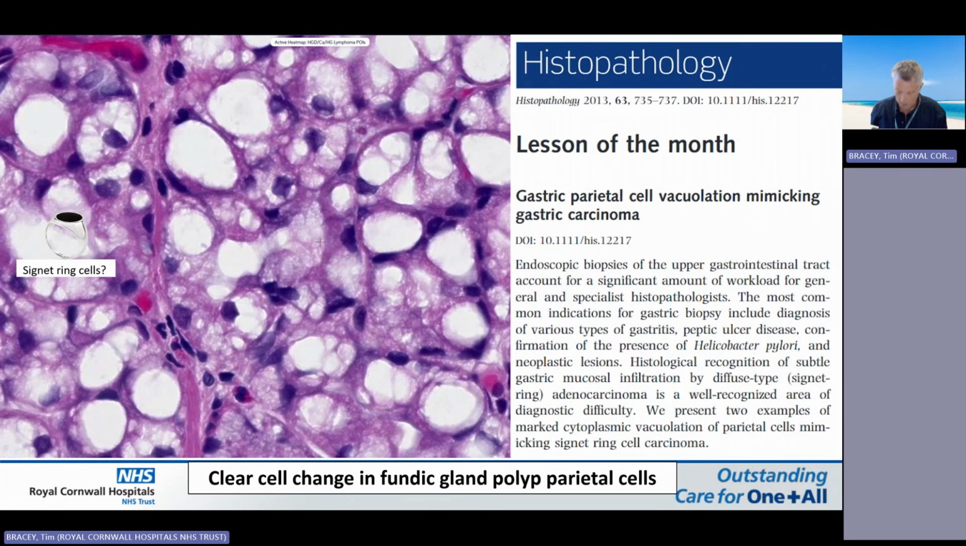Weirdly, in this particular patient, I went back and I thought, well, I'll look at a fundic gland polyp that he's had before, because he's bound to have had other ones. And I pulled one out of file from about 5 years before, and it had exactly the same appearance. Tiny little polyp in his stomach, which showed this parietal cell vacuolation.